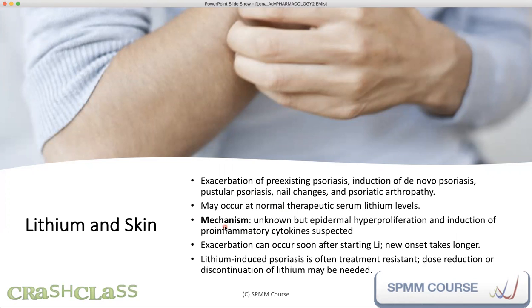The mechanism is not known, but lithium can increase the proliferation of epithelial cells, and it can also induce pro-inflammatory cytokines. So these are suspected to be the mechanisms, but we are not sure. The exacerbation of psoriasis can occur very soon after starting lithium, days to weeks, but new onset of psoriasis may take longer time to occur. Lithium-induced psoriasis, unfortunately, is often treatment resistant. Reducing the dose or stopping the lithium treatment may be needed to bring psoriasis under control.